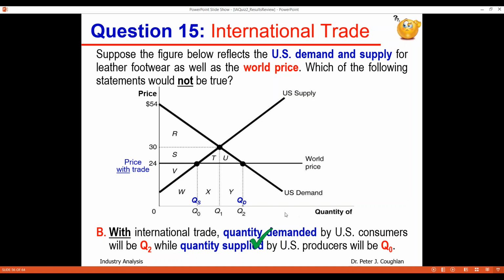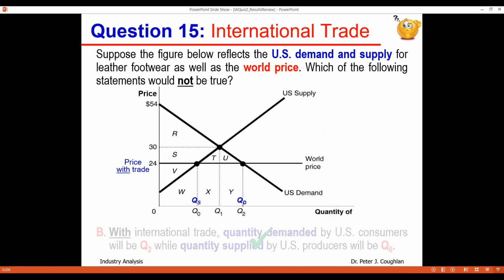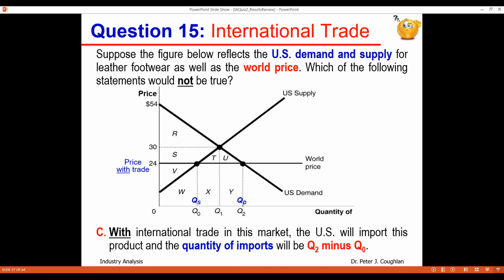So again, answer B is a true statement. All right, let's move to answer C. Answer C for 15 said the following: with international trade in this market, the U.S. will import this product, and the quantity of imports will be Q2 minus Q0.